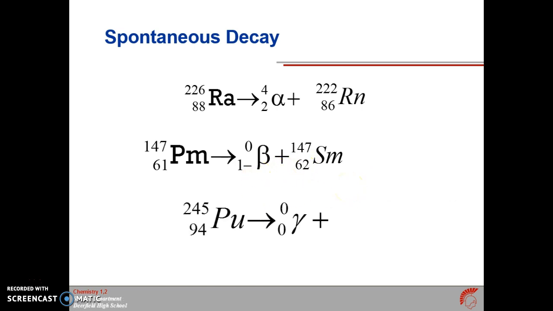And then gamma decay, pretty easy. Math-wise, not too hard to do. So really we're just getting extra energy out of the nucleus, but we're not changing the isotope at all.